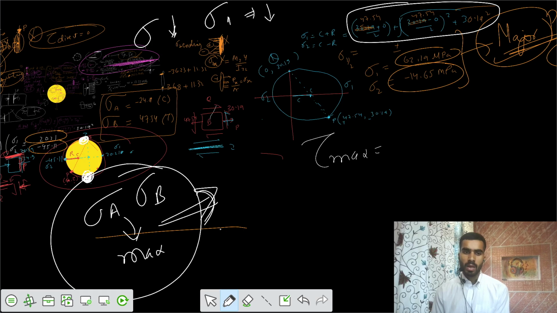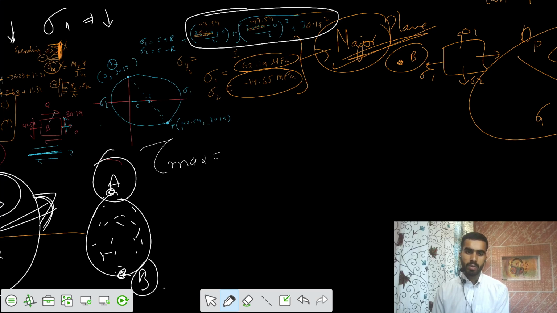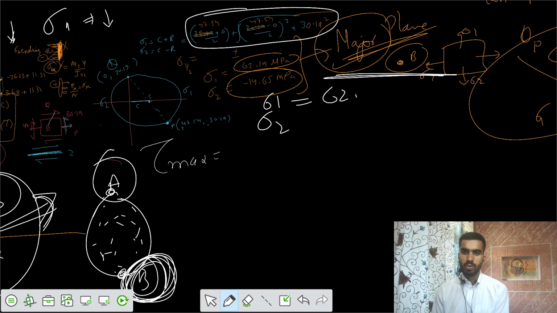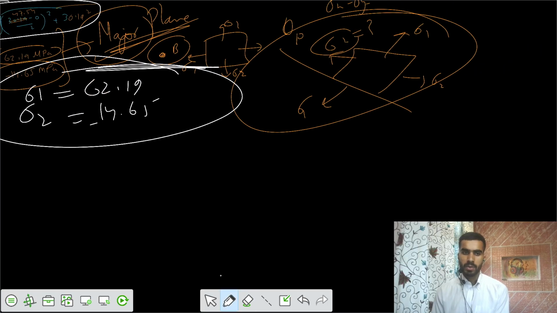I would say based on those 2 points, out of the infinite number of points on this cross section, you take 2 points A and B, and on point B you have major principal stresses sigma 1 and sigma 2. That's 62.19, and the second one is 14.65 negative, and you would have this major principal stress of 62.19.